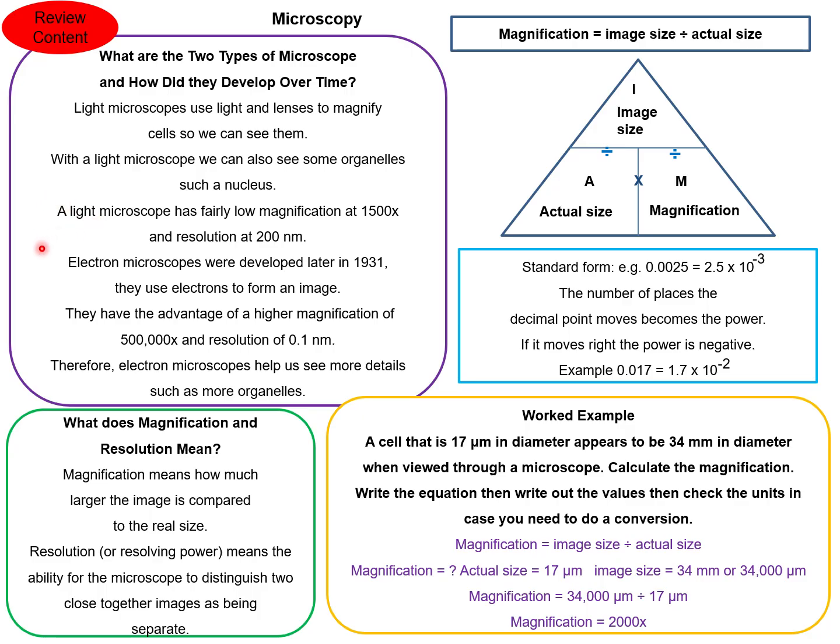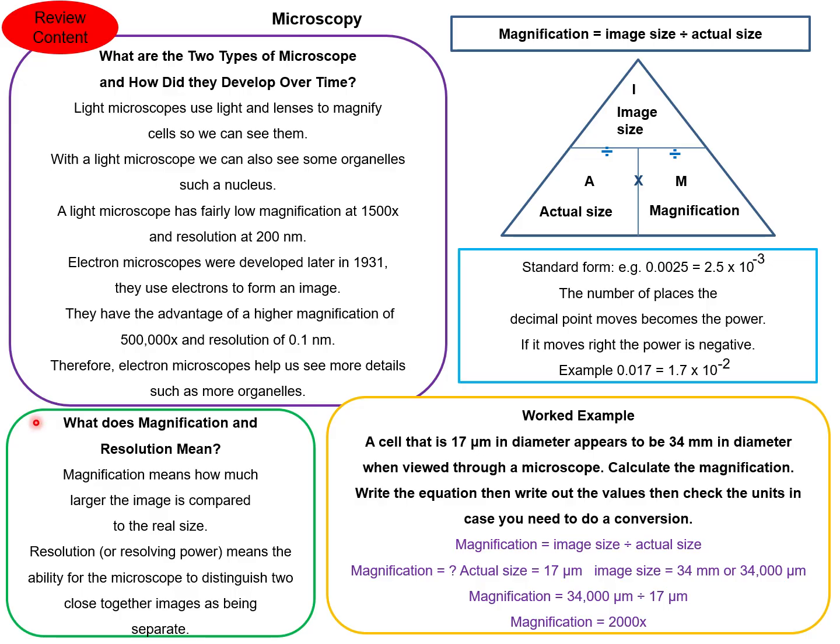Electron microscopes were developed later. In 1931, they use electrons to form an image. They have the advantage of a higher magnification of 500,000 times and a resolution of 0.1 nanometers. Therefore, electron microscopes help us see more details such as more organelles.